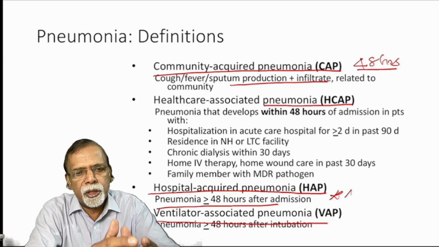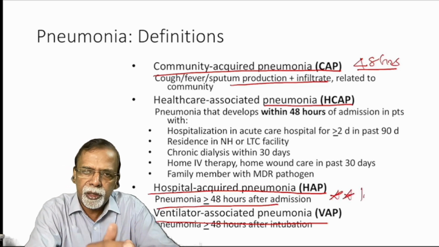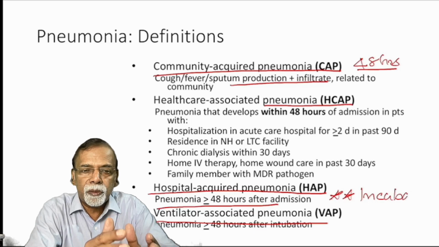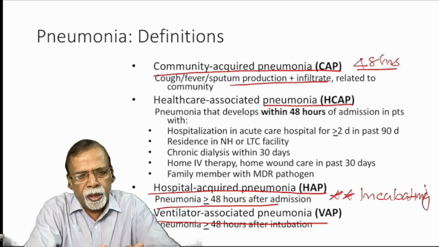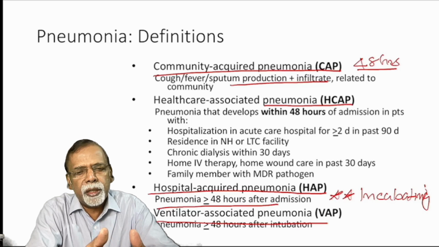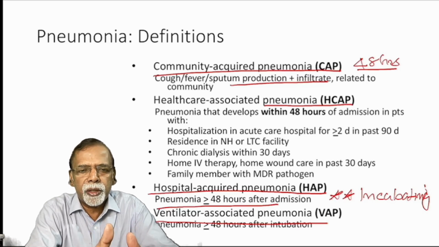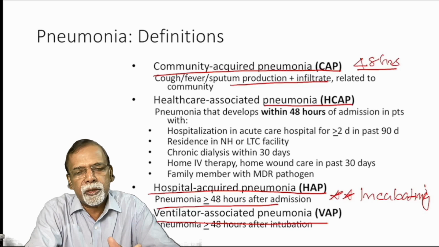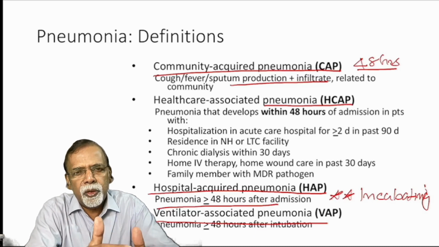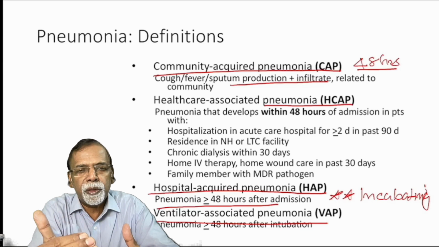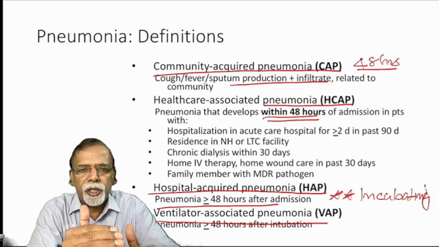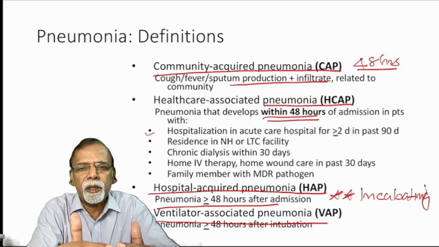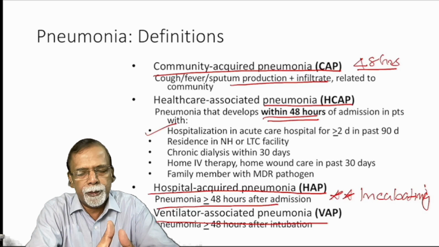So hospital acquired pneumonia is a pneumonia occurring in a patient who is admitted, and the duration of admission is more than 48 hours. Ventilator associated pneumonia usually is defined as pneumonia occurring 48 hours after intubation. The new terminology is healthcare associated pneumonia, or HCAP. Here the pneumonia develops within 48 hours of admission in a patient who has hospitalization or institutionalization in an acute care hospital for more than 2 days in the past 90 days.